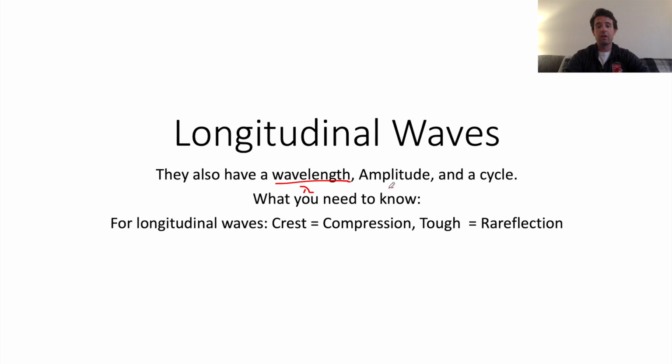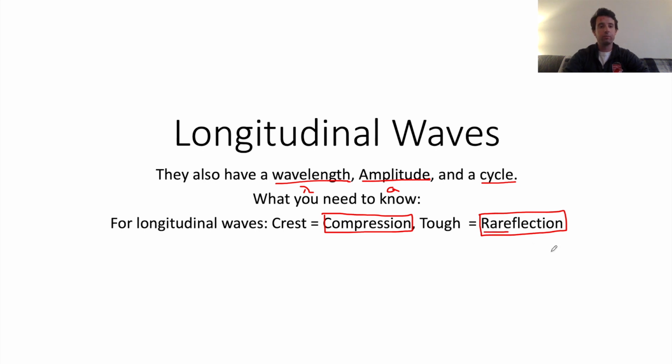It turns out they have a wavelength, an amplitude, and a cycle, just like transverse waves do. Two terms that are different though: instead of calling the top of a longitudinal wave a crest, we're going to call it a compression. Instead of calling the bottom of a longitudinal wave a trough, we're going to call it a rarefaction. Not a reflection, a rarefaction.